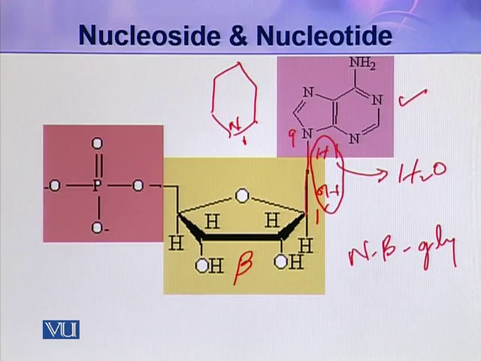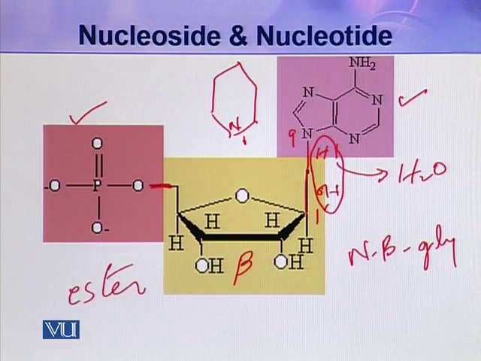Now come to the phosphoric acid. How is this phosphate group attached with this pentose sugar? So you can see this linkage. This linkage is called an ester linkage. How is this ester formed? Ester is formed when a phosphoric acid or any other organic acid is attached with hydroxyl or alcohol.